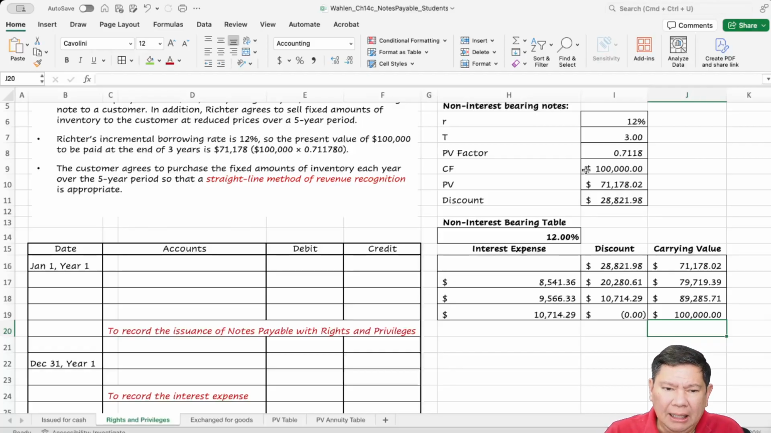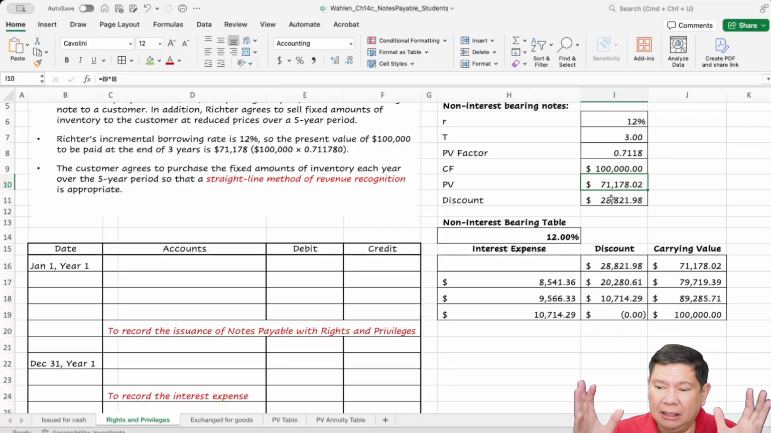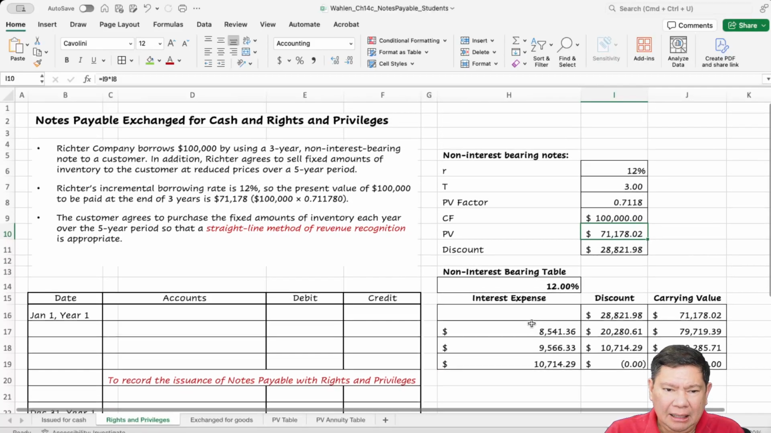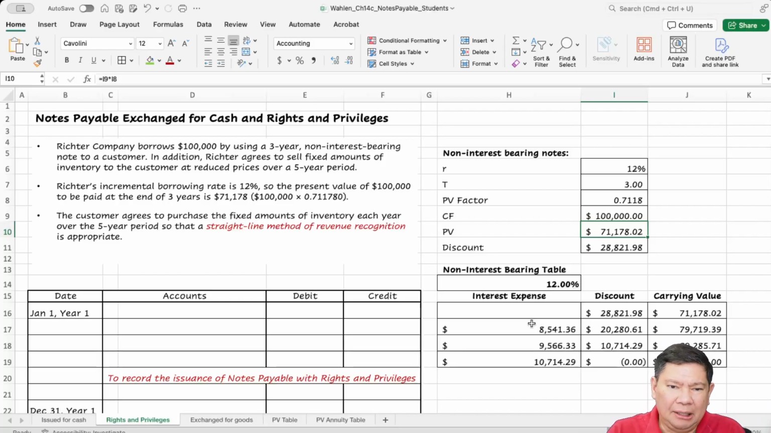Now, the difference between the cash that the company receives and this discounted price has to be recognized as unearned revenue and amortized during the 5-year period the company is offering that customers to purchase at a lower price. When the customer uses that privilege, then the company will have to recognize the revenue. Okay, so from unearned revenue into sales revenue during those 5 years.